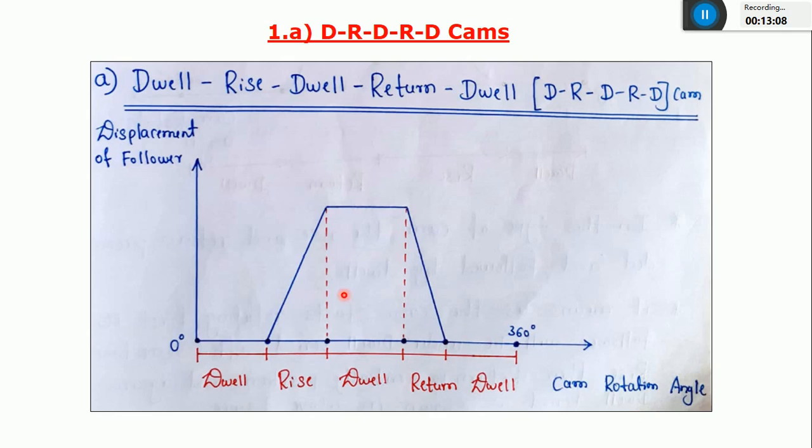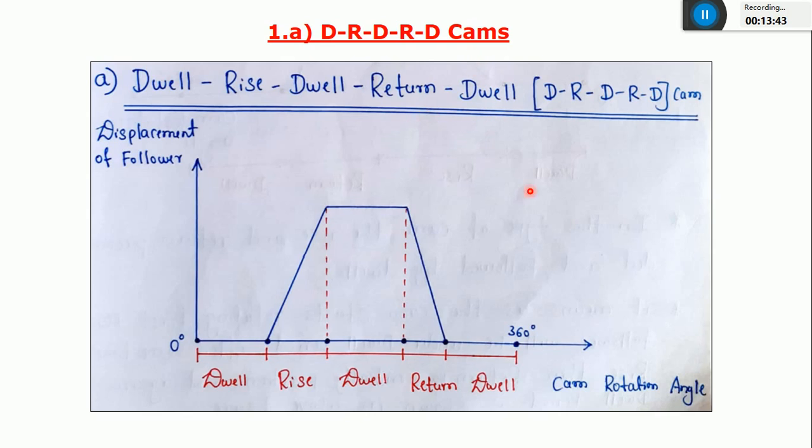It means if the follower motion is of this kind, initially it is a dwell, there is no movement. After that, there is a rise in the follower. Again, there is a dwell. Again, the follower is going to move in a downward direction. That is nothing but a return. After that, again the follower is under rest. If a certain follower is following this path, I can call that cam and follower as dwell, rise, dwell, return, and dwell. So this is the first classification of the cam.